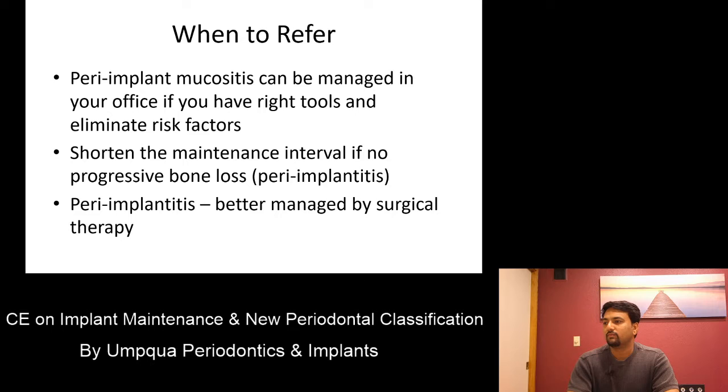If you see it's peri-implantitis, then I would say it's better managed by a surgical approach or an aggressive approach, not essentially surgical approach. But I would say refer out if you see bone loss or progressive bone loss.